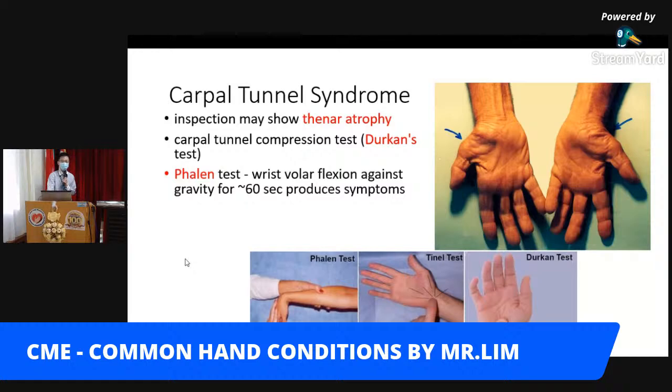Phelan test: when the wrist is flexed, our carpal tunnel space reduces dramatically, and like squeezing an orange, it increases the pressure so much. So for 60 seconds, as written in this book, but often you see, after a few seconds, he'll tell you to stop already because it's very, very uncomfortable. So this is a positive Phelan test.